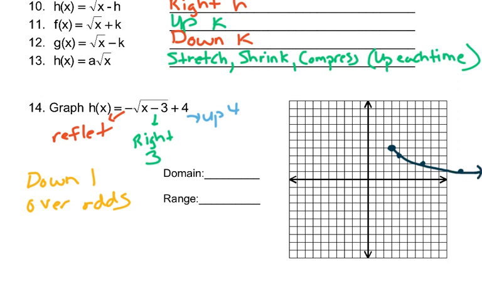So now your domain, again, is left and right. It's how far left and right we're going. So my furthest left value is at 3. And since it's actually touching, we're going to put a bracket. So it's a bracket on 3. And then the furthest right I'm going right to infinity.